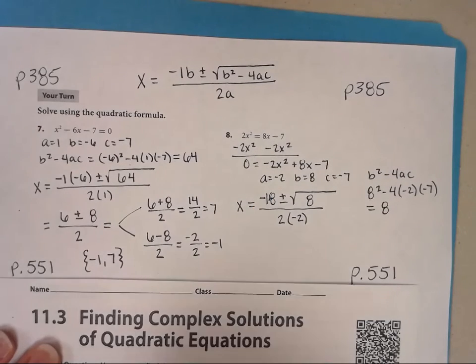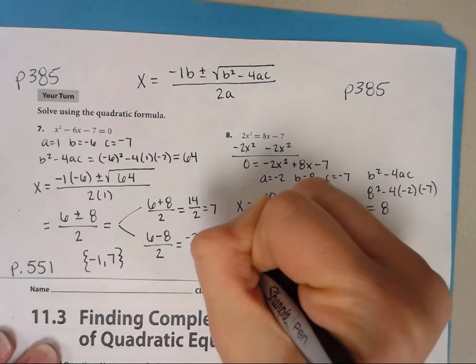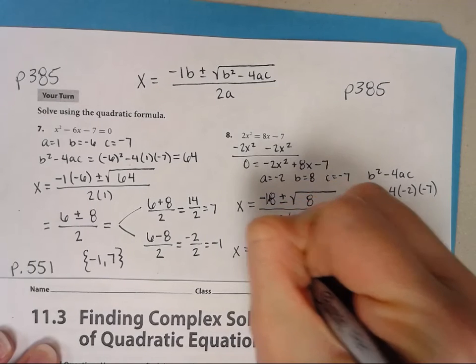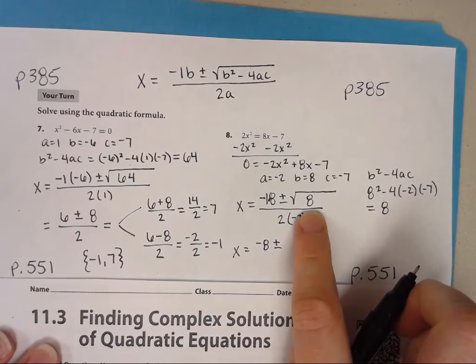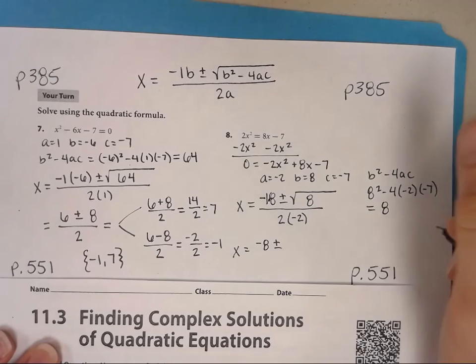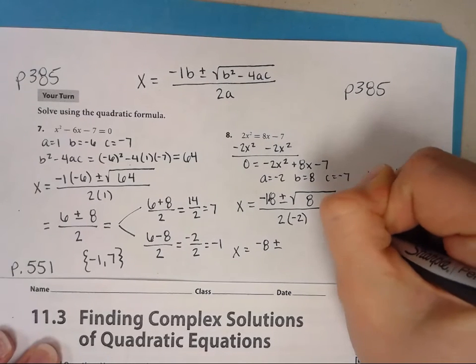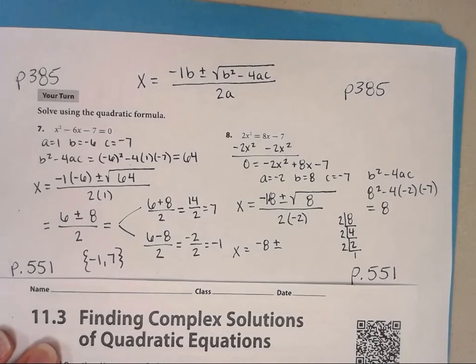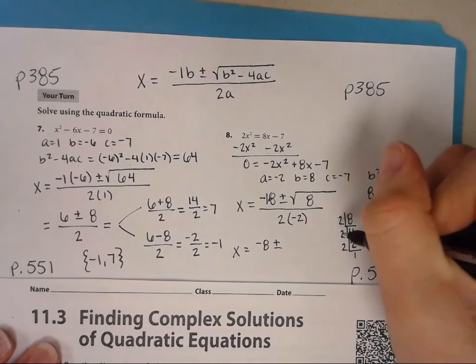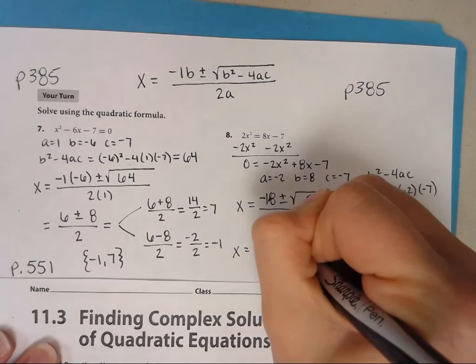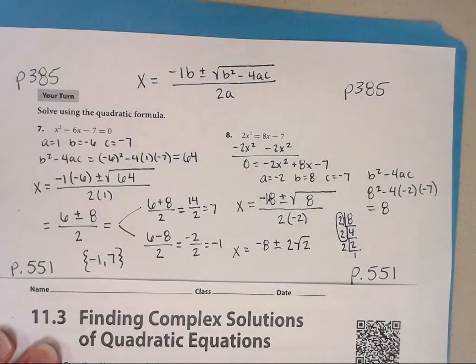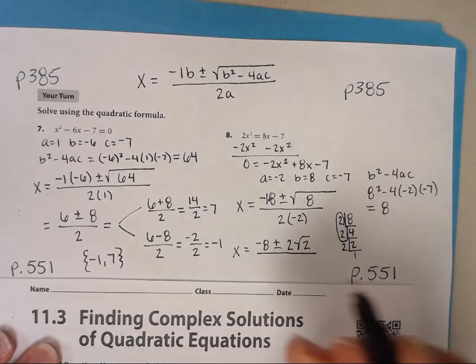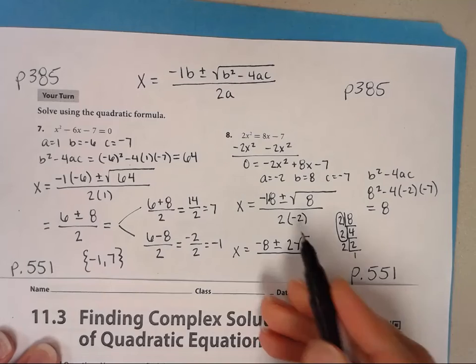So simplify each part. Negative b, or negative 1 times 8, is negative 8. Plus or minus the square root of 8 is not a perfect square, so do your prime factorization. You should find that you get a pair of 2's with one 2 left over. So we get 2 the square root of 2. All of that is over 2 times negative 2, which is negative 4.